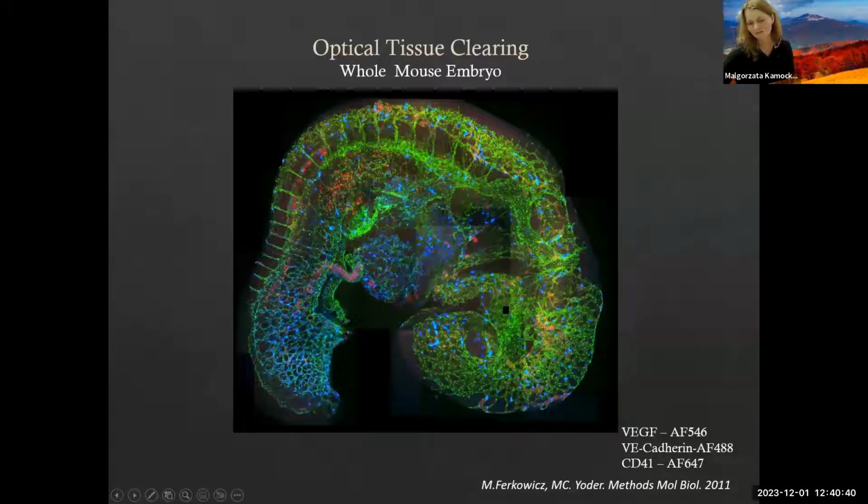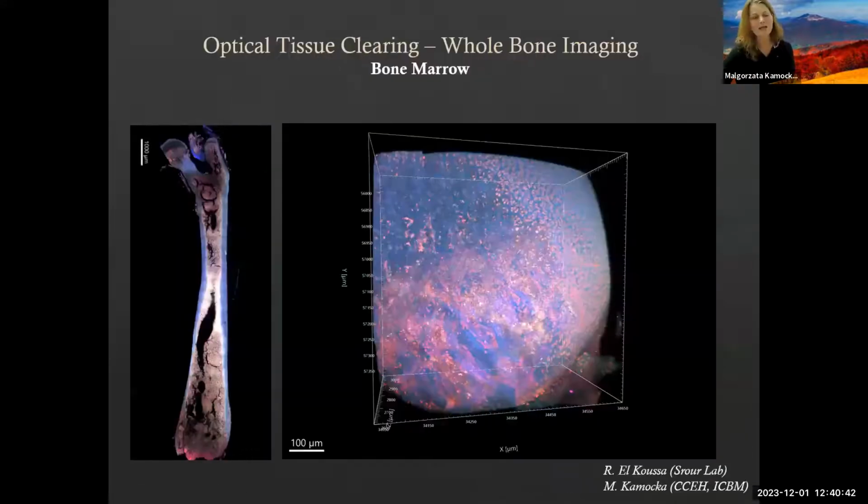That's why I appreciate this image so much. And here is an example of cleared bone. Because we cannot image very deeply through the bone, and we really would like to see bone marrow in the intact, whole tissue environment, the clearing technique can be useful.